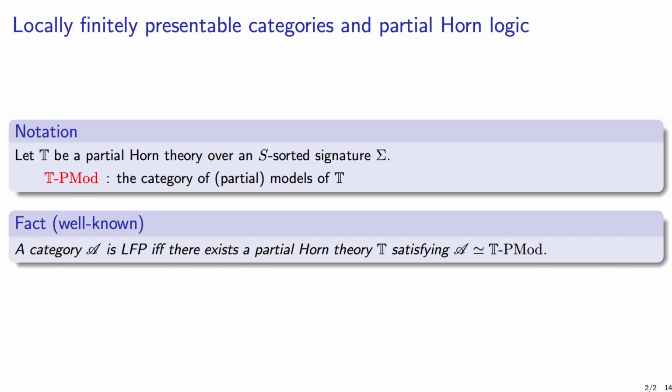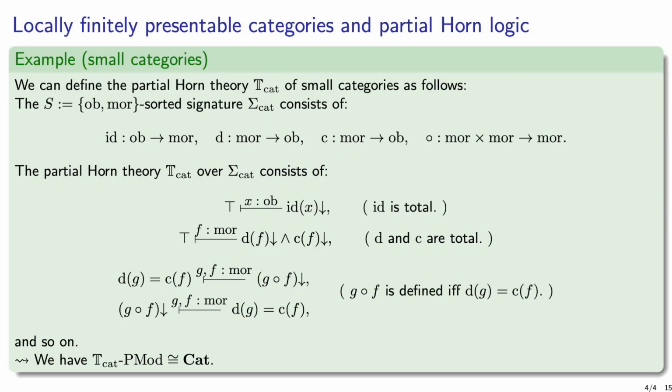And then, as introduced earlier, partial theories characterize LFP categories in this sense. A typical example of partial theory is the theory of small categories. Let us consider two sorts representing objects and morphisms, and four function symbols representing identity, domain, codomain, and composition of morphisms. And then we can define the theory of small categories.